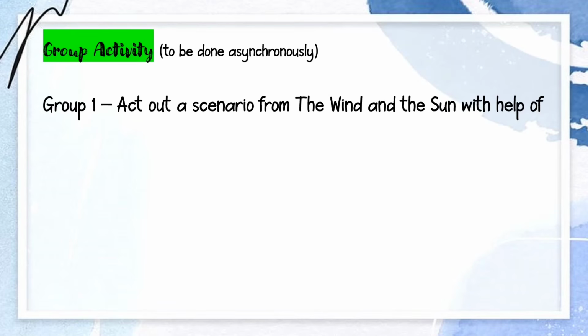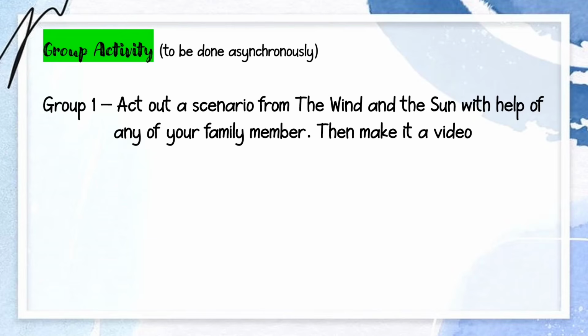For our group activity, this is to be done asynchronously. For group 1, you're going to act out a scenario from The Wind and the Sun with the help of any of your family member. Then make it a video presentation.